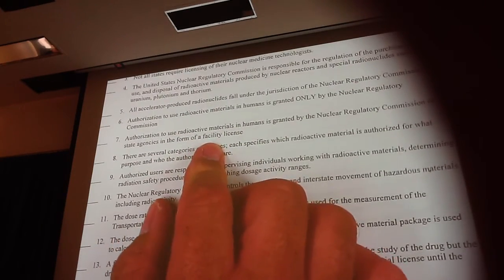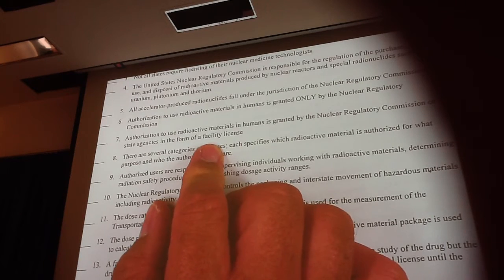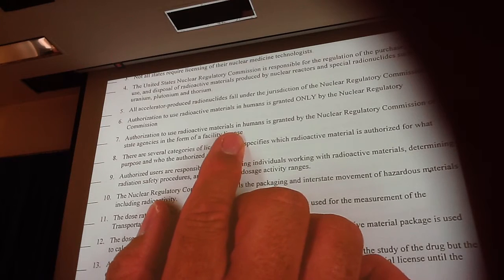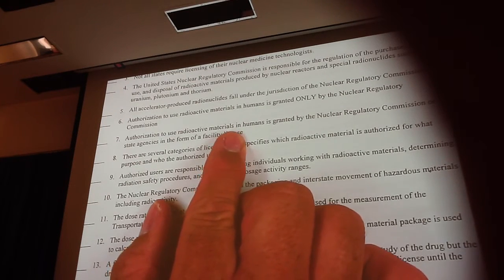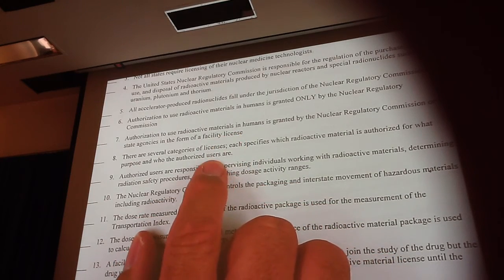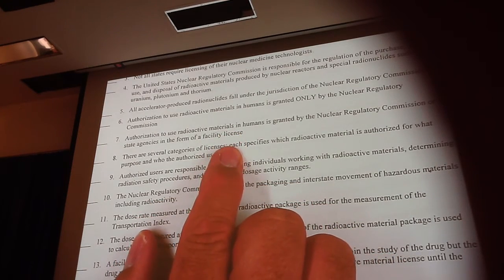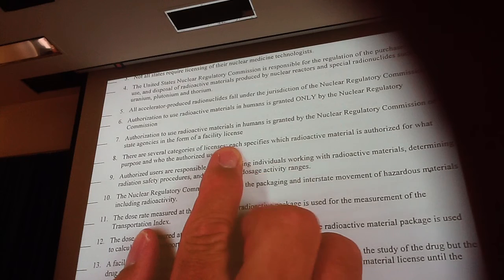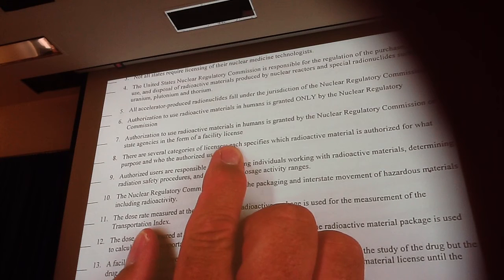Authorization to use radioactive materials in humans is granted by the NRC or state agencies in the form of a facility license. That is true. Okay. Now, the reason I'm doing that is because this also encompasses PET. Any of the stuff that deals with the state, that's all regulated by the state. So anything cyclotron produced, your PET pharmaceuticals and indiums and I-123 and gallium.